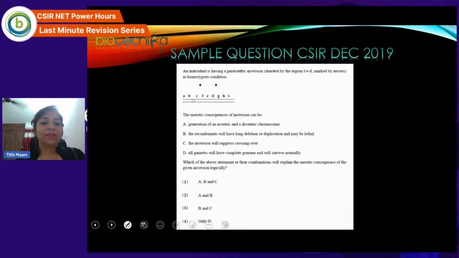Next question. An individual is having a paracentric inversion in homozygous condition. The meiotic consequences of inversion can be... Here, by the mark of the arrow, it is mentioned, right? So this place and this place. First of all, tell me what kind of inversion it is. It is mentioned that this is a paracentric inversion, and we can see by the arrow mark that it is paracentric because it does not include the centromere. What will be the consequence here?